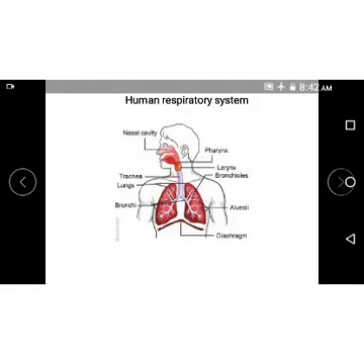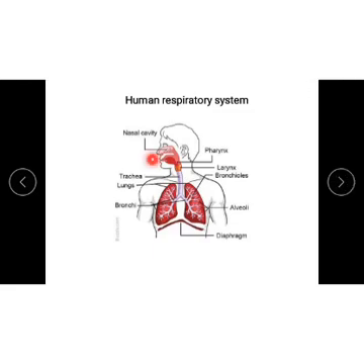So I was explaining the various parts of the human respiratory system. This is the nostril, the opening of the nose, and that leads to the nasal cavity, just above the buccal cavity, and then it leads to a long tube known as the trachea. Here you can see the pharynx. The pharynx is the common place for the respiratory system and the digestive system.